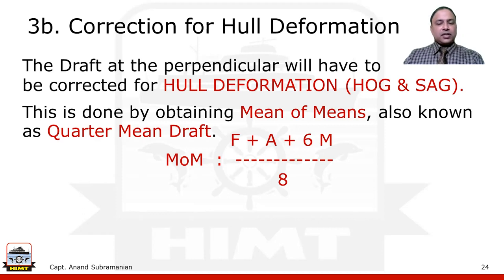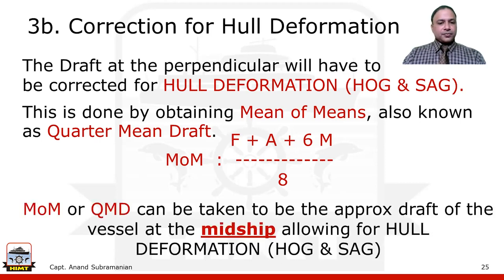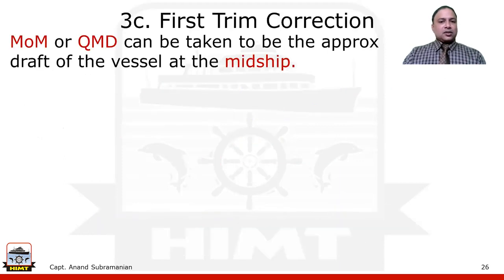This forward draft, aft draft, and the midship draft are all the drafts at the perpendiculars. Like we discussed earlier, once we have the perpendicular drafts, we don't go to the visual drafts anymore. The mean of the quartermean drafts can be taken as an approximate draft of the vessel at the midship, after allowing for the hull deformation, that is hog and sag. But this is not really what we need.